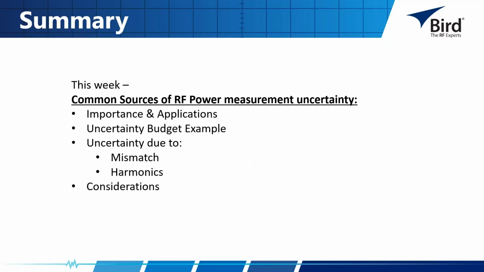So we're going to begin with taking a look at the definition, and we'll take a look at the importance and some applications, an uncertainty budget example, and some of the most common sources of uncertainty that I see in mismatch and harmonics. And we're going to take a look at a few considerations to make to help improve our setups.